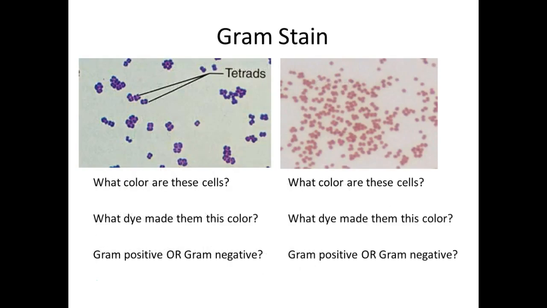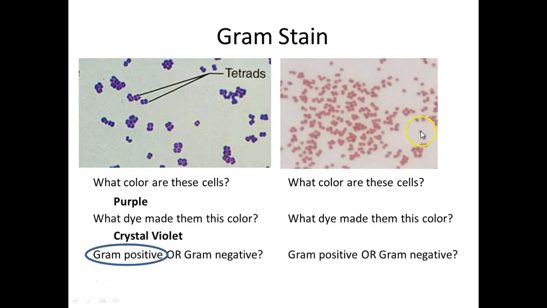So for the gram stain, you have two possible outcomes if performed correctly. For the first one, what color are these cells? They're purple. What stain made them this color? Crystal violet. And through the process, they stayed purple, so therefore they are gram positive. Remember, this is a result. This is not having anything to do with charges.